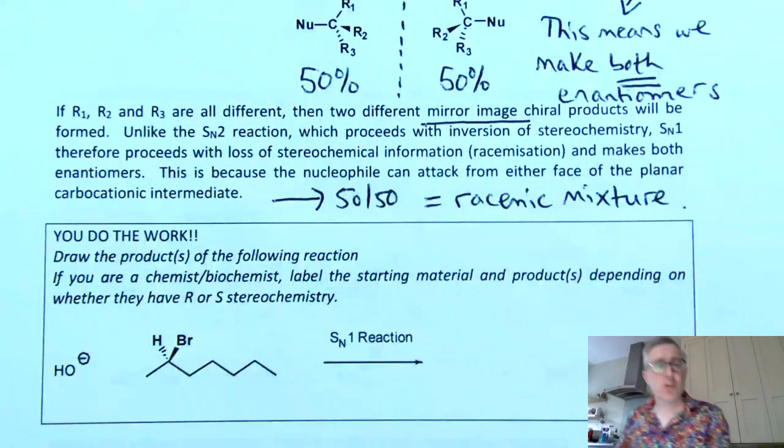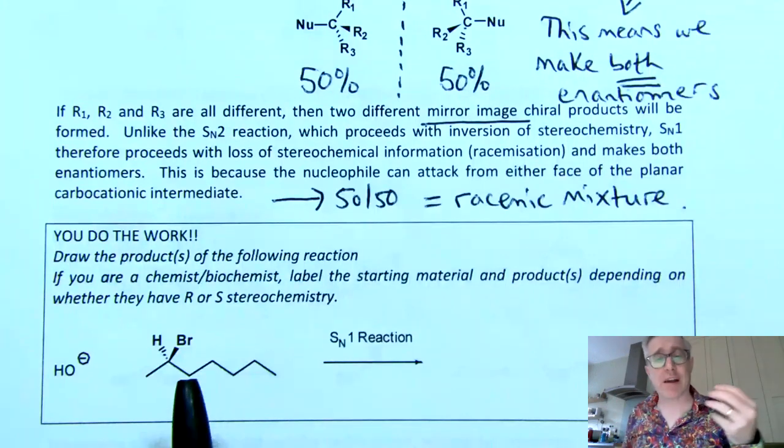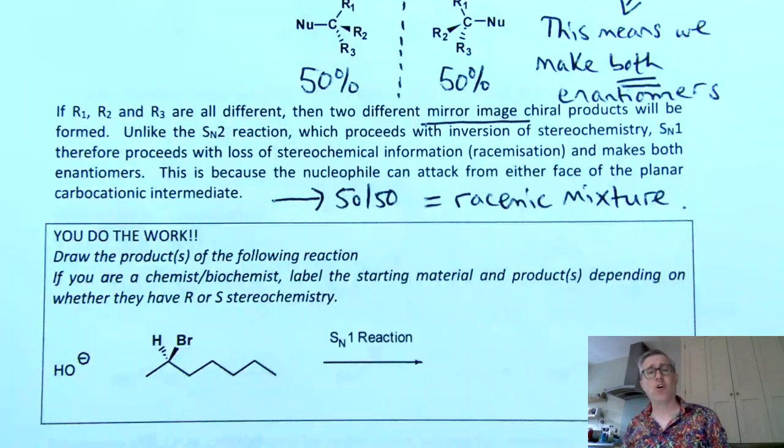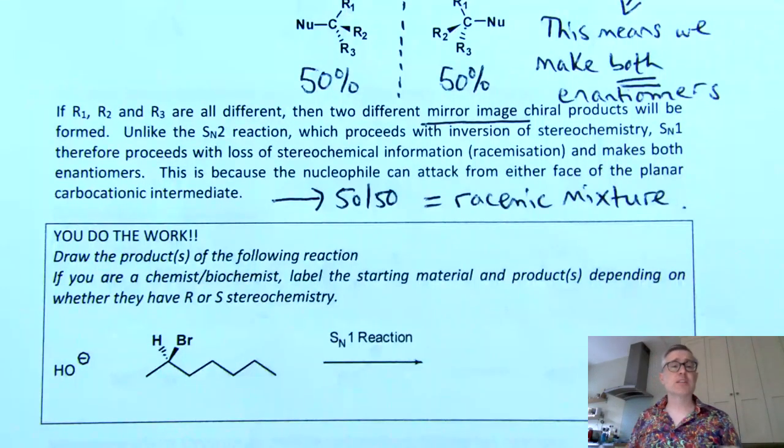So I have another bit of work for you to go away and think about. This is exactly the same reaction that I wanted you to work out the outcome for the SN2 reaction for in the last screencast. Now work out the outcome with an SN1 reaction. Draw the product, label the product if you can, if you're a chemist or a biochemist, and think about that. It's the kind of thing I'd set in an examination. Okay?